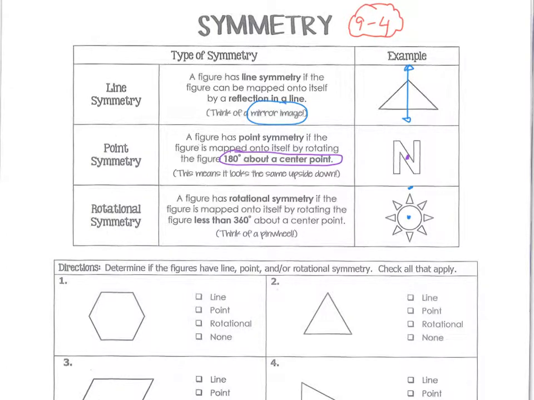Something that has rotational symmetry may not have point symmetry though. I'd have to find a figure that does this. You might have to rotate it 270 degrees before it maps onto itself. We'll look at some and see if we can find it. But it is possible, but not often, that something can have rotational symmetry but not point symmetry. Usually if it has point symmetry, it also has rotational symmetry.